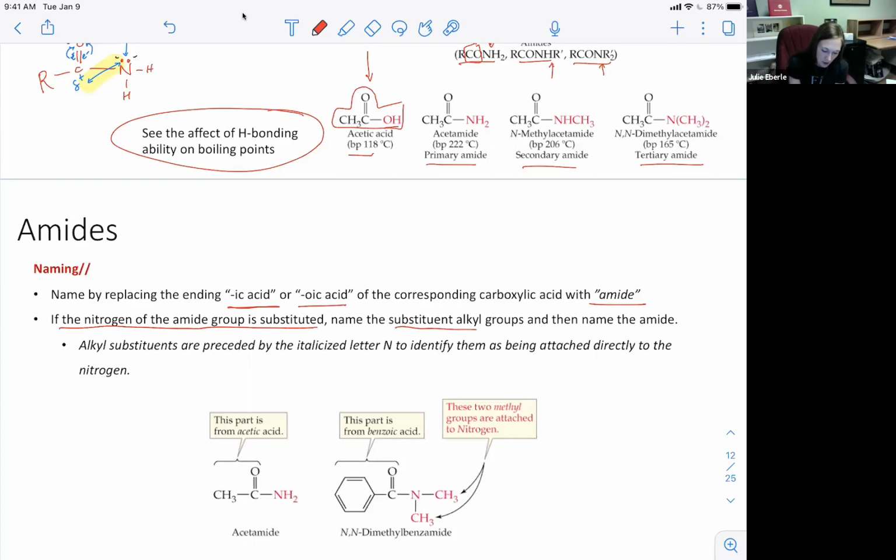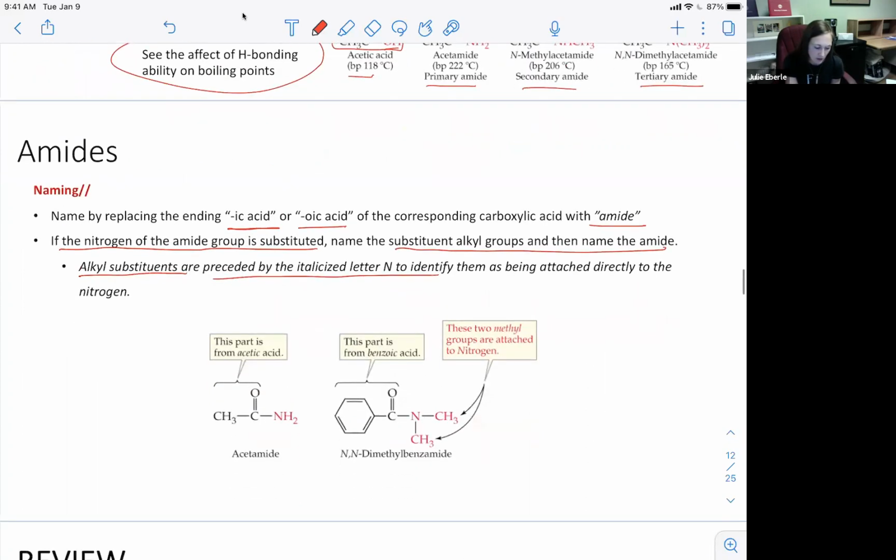You name the substituent alkyl groups and then you name the amide. Okay, you name the substituents first. Those are like the prefix words, and then you name the amide. Alkyl substituents are preceded by the italicized letter N. That's what we did yesterday in chapter 16. That's indicating to us when we read that naming that those groups are bonded directly to the nitrogen, if you see an N. So let's look at an example.